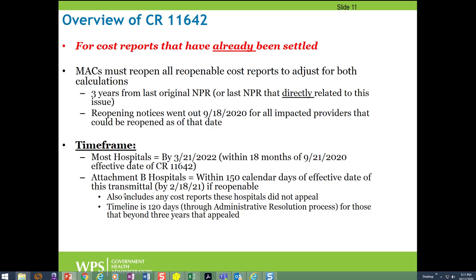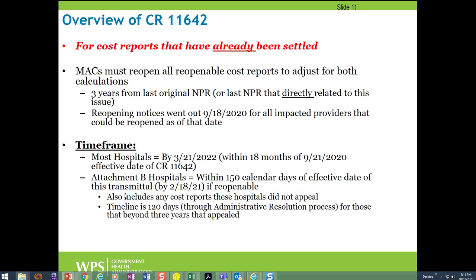Now, reopening notices went out for these providers that are impacted by this on September 18th. We had a few that went out even a few days before that. As soon as we were aware of this change request, we started identifying what providers were impacted by this reopening. Some of them were getting close to their time frame, so we issued the notices of reopening even prior to that 9/18 date.